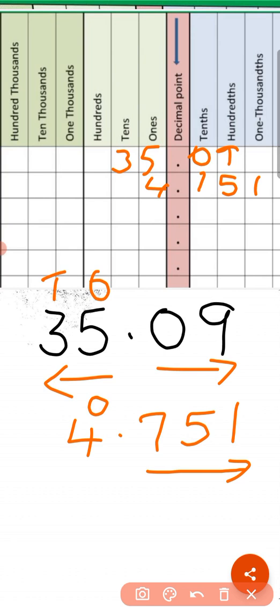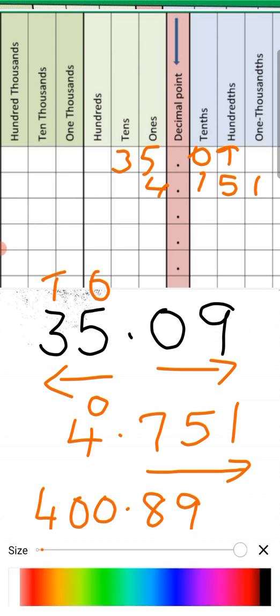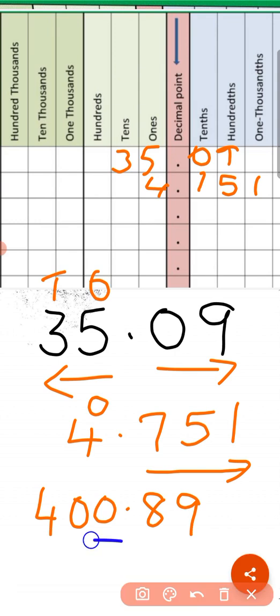Okay. Now let us do one more example. 400.89. Okay. Start with the whole number part. Whole number part is 400. 0 ones, 0 tens, 4 hundreds. Isn't it? So 0, 0, 4. Whole number part is over.